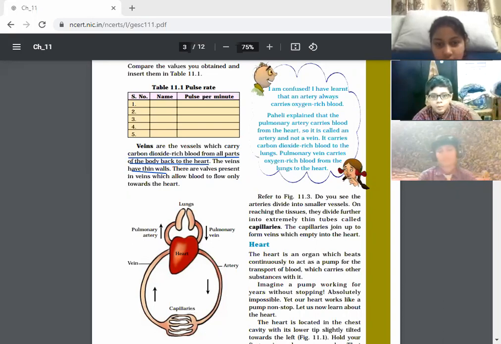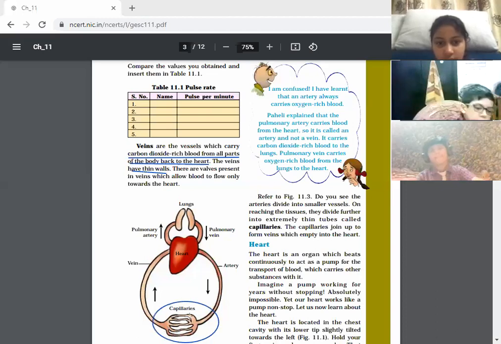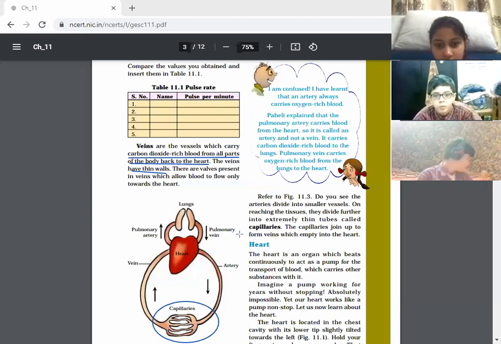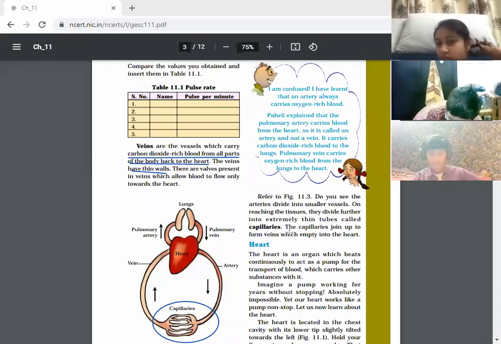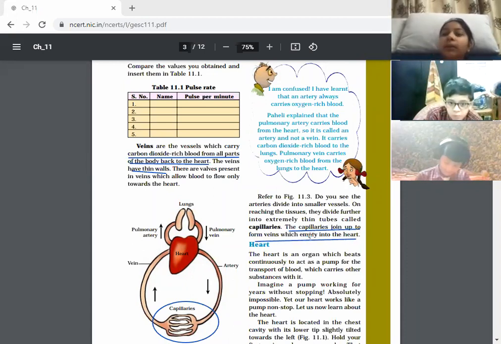Children, this is a capillary. Yesterday we discussed that it is a thin strand like hair. Very small tubes are there. Here the exchange of gases takes place. Arteries and veins meet together, and that is the capillaries. You may underline about the capillaries here also. On reaching the tissues, they divide further into extremely thin tubes that are called capillaries. And what is the function of capillaries? Capillaries join up to form the veins which empty into the heart.